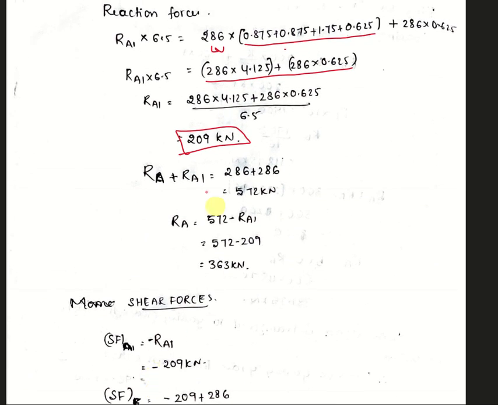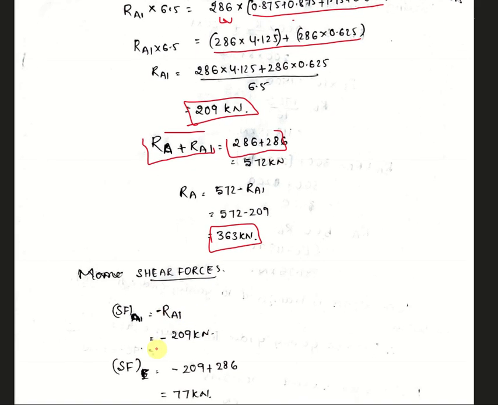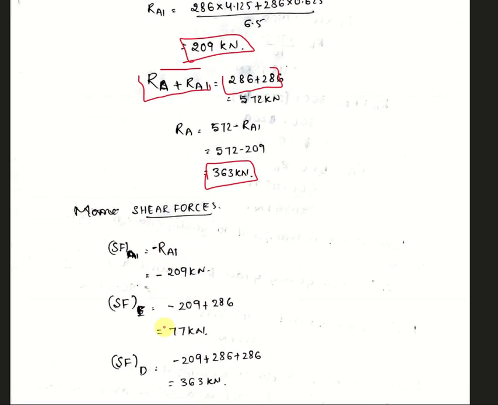So we know all upward loads should be equal to the downward loads. Downward loads we have two wheel loads of 286, and upward loads we got one load RA1, 209. So we can now find out RA. From the total load minus RA1, we get it as 363 kilonewton. So up to that we have calculated the reactions.